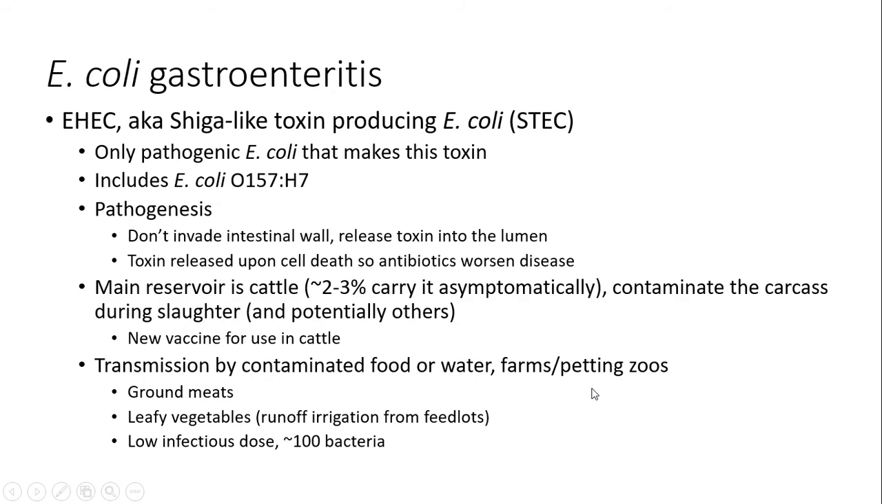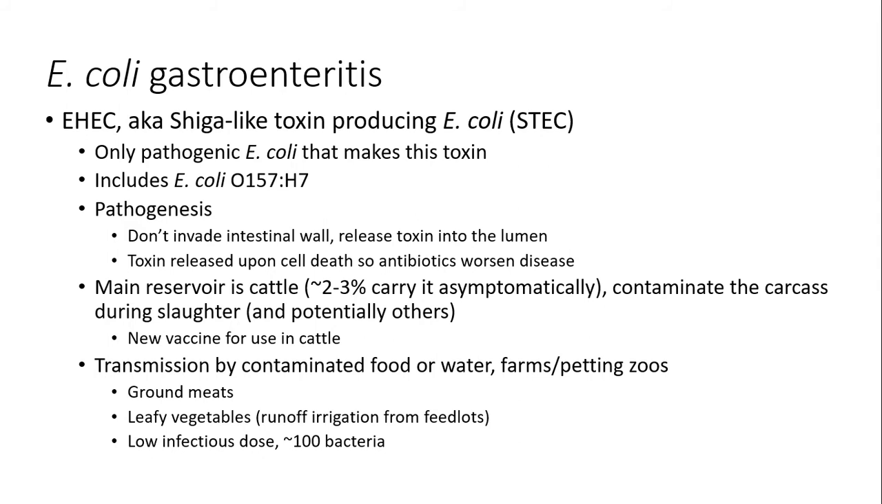One of the most important ones, though, is EHEC, which stands for enterohemorrhagic E. coli. This is also known as Shigella-like toxin-producing E. coli, or STEC. This is the only pathogenic E. coli that produces this toxin, and it includes probably the most famous example, O157:H7, which has been associated with ground beef outbreaks, spinach outbreaks, you name it. Its pathogenesis is interesting because it doesn't actually invade the intestinal wall. It releases that toxin into the lumen of the intestine. The toxin is then released upon cell death, so we don't necessarily want to give antibiotics in this case because it will just worsen the disease.